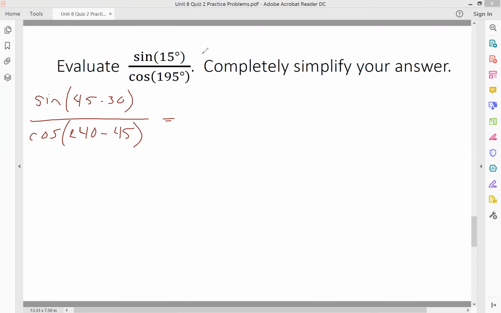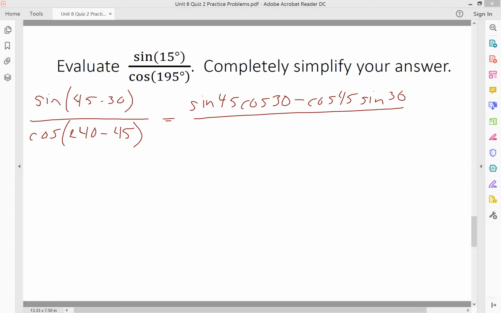So now we're going to use our sum and difference formulas. Actually, both of them are difference formulas because I decided to subtract on both of these. So that would give me sine of 45 cosine of 30 minus cosine of 45 sine of 30. Or you can do sine of 30 cosine of 45. Either way is fine. And then for cosine of 240, cosine of 45. And remember, cosine's opposite, so I want to add here. Sine of 240, cosine of 45.